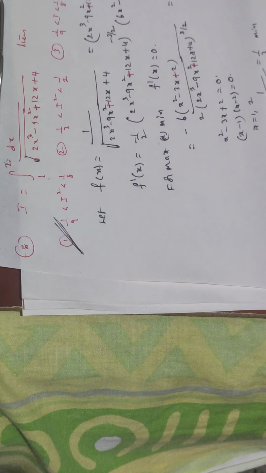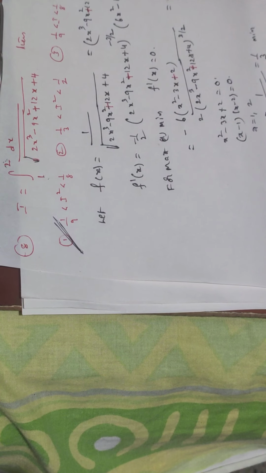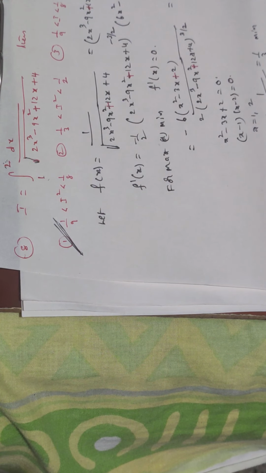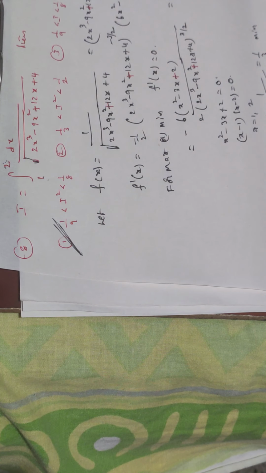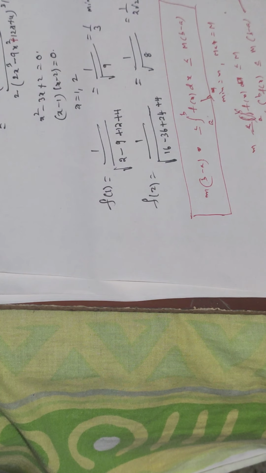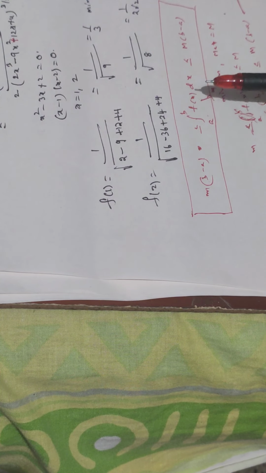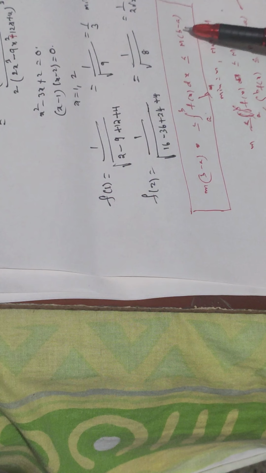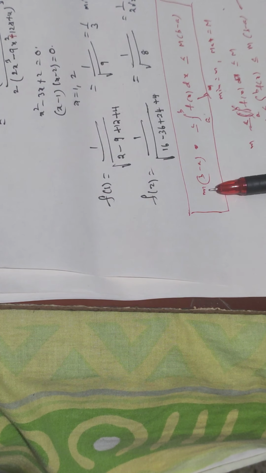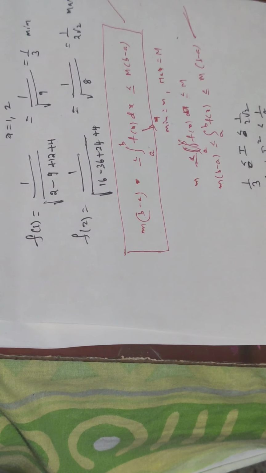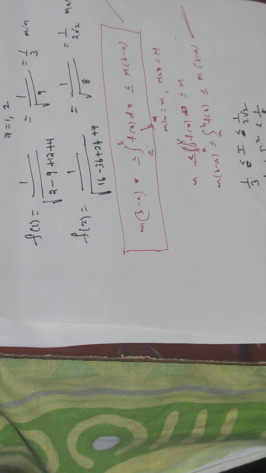This is one of the problems given in the 2020 January Main exam. Very simple problem. We just find the maximum and minimum value of the integrand. After getting the maximum and minimum, we can use this property: m into b minus a is less than or equal to integral a to b f of x dx, which is less than or equal to capital M into b minus a, where small m represents the minimum value and capital M represents the maximum value. So this is also one of the important models.